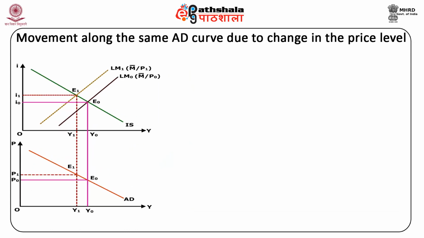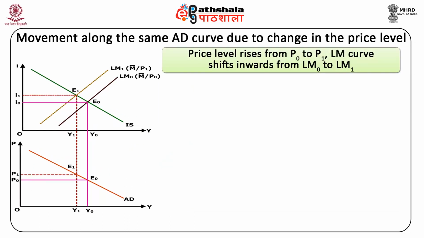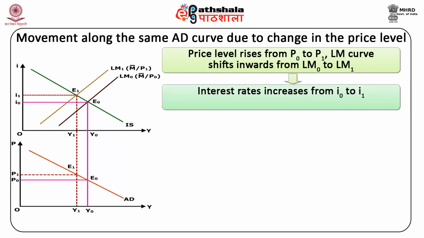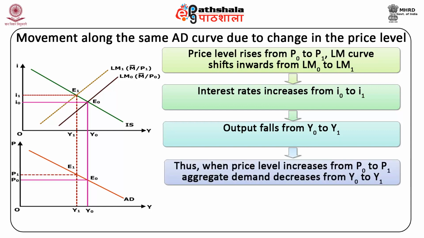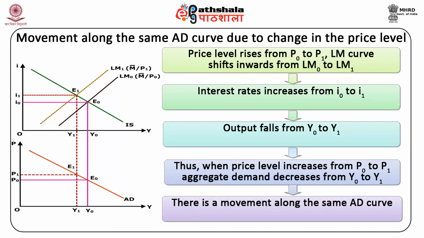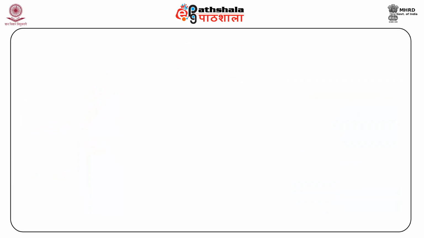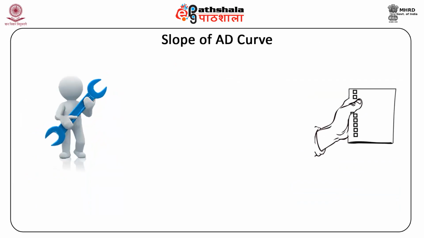In the given figure, when price level rises from P0 to P1, the LM curve shifts inwards from LM0 to LM1. Interest rates increase from I0 to I1. Output falls from Y0 to Y1. Thus, when price level increases from P0 to P1, aggregate demand decreases from Y0 to Y1. There is a movement along the same aggregate demand curve. There is no shift or tilt in the aggregate demand curve. Next, we will discuss the slope of the aggregate demand curve.